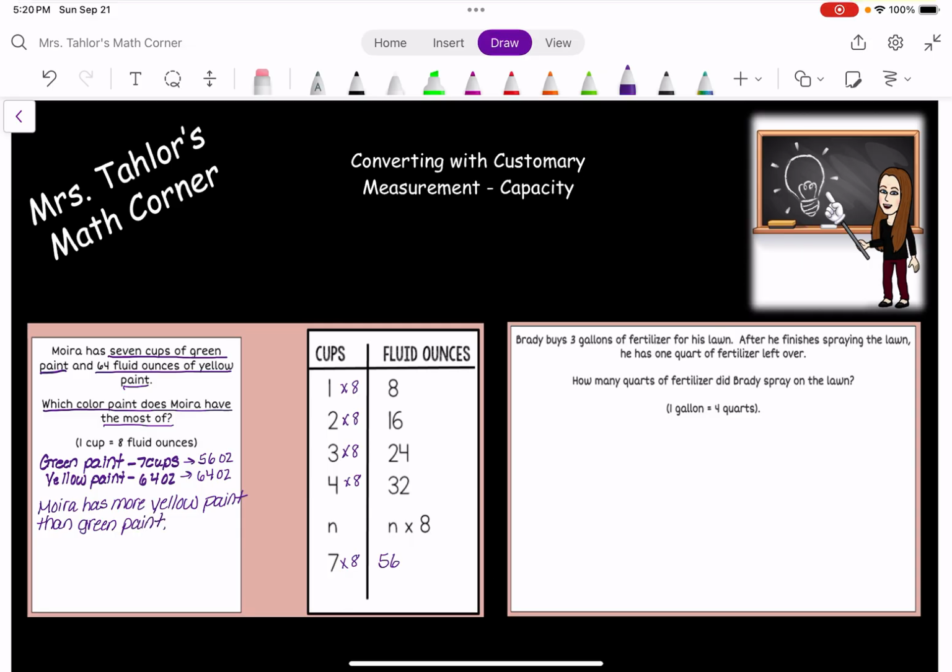The problem never asked us how much more paint, but if I were curious, then I could do 64 ounces of yellow paint minus 56 ounces of the green paint, and that would equal 8 ounces. So I could say that she has 8 more ounces of yellow paint.